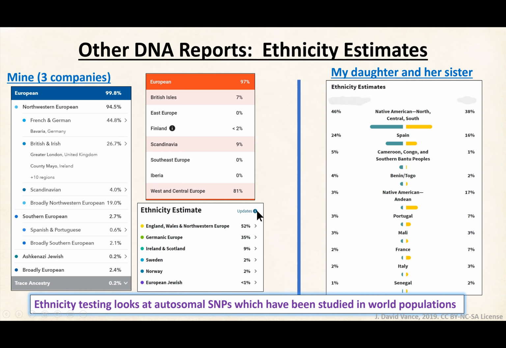So these percentages are not only completely different categories, but slightly different percentages. I can't map my 7% from the British Isles here to anything that I got from the other companies. I can sort of translate some of this to some of the ones that I got, but the reference points are all different, so I don't know whether or not these really match up to my exact heritage.